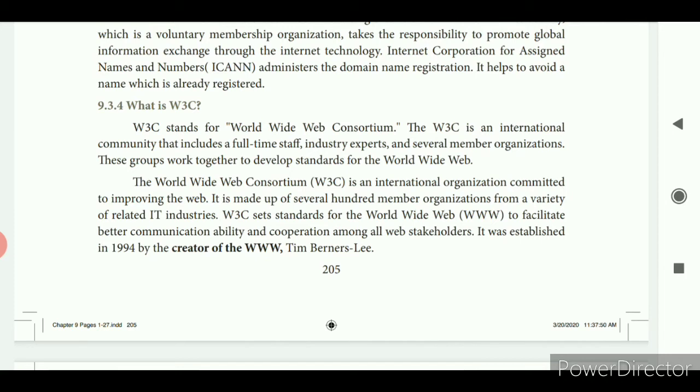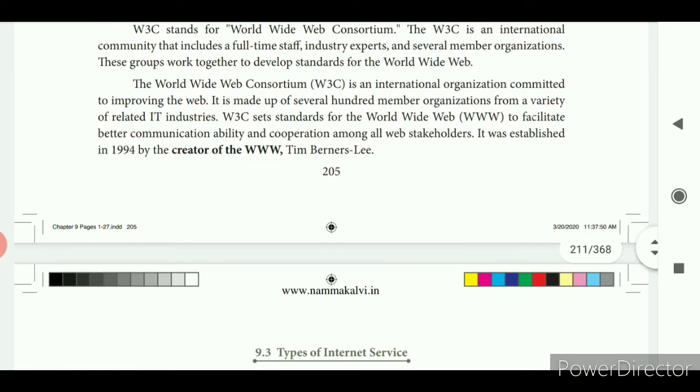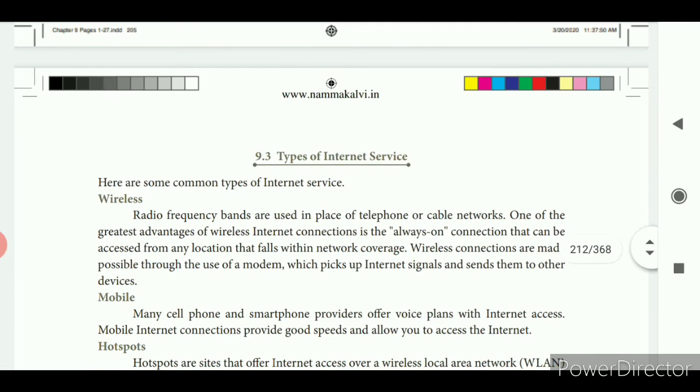So the W3C is an international organization committed to improving the web. It is made up of several hundred member organizations from a variety of related IT industries. W3C sets standards for the World Wide Web to facilitate better communication and cooperation among all web stakeholders. So it was established in 1994 by the creator of www. Who created the World Wide Web? Tim Berners-Lee.